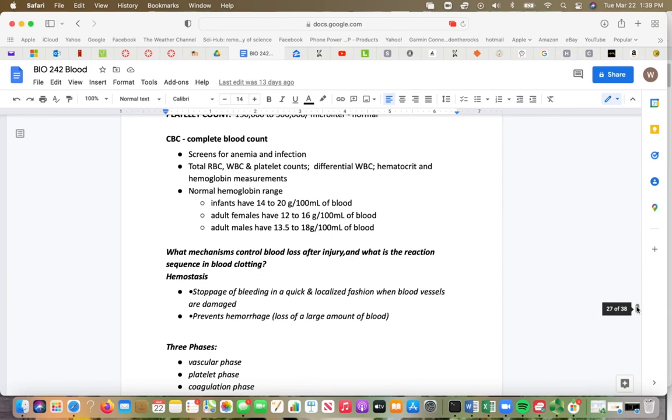So with a complete blood count, this can be used to screen for types of anemia and infection. The differential will tell you the specific proportions of the white blood cells. And then when you look at the hematocrit and hemoglobin measurements, it's going to give you indications about the red blood cell health. Normal hemoglobin range in an infant is 14 to 20 grams per 100 milliliters. An adult female will have 12 to 16 grams per 100 milliliters, and an adult male 13.5 to 18 grams per 100 milliliters.